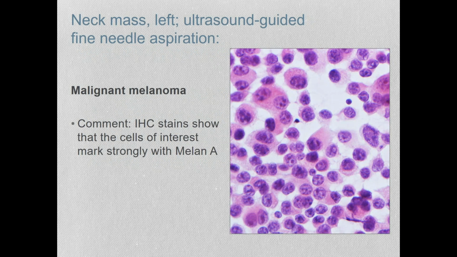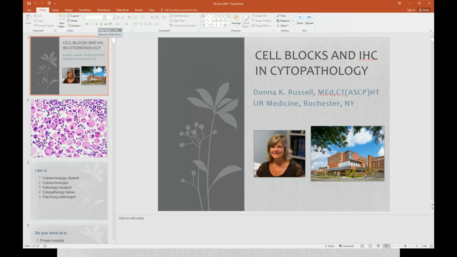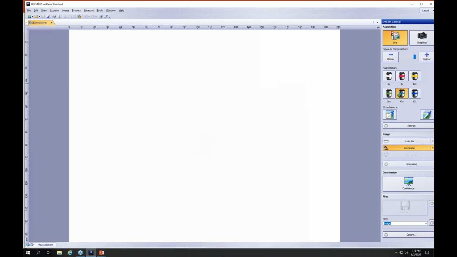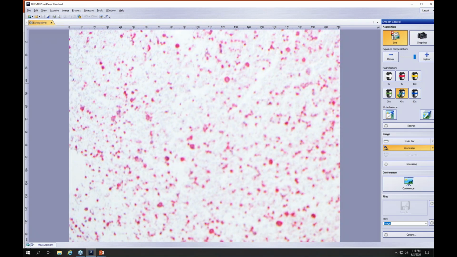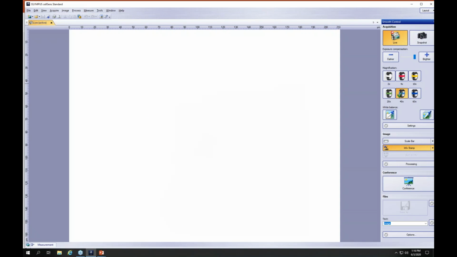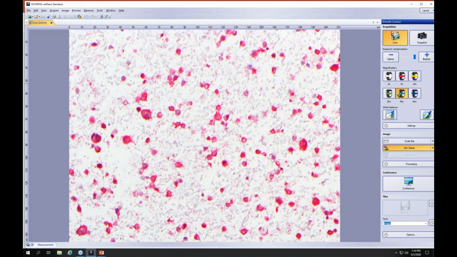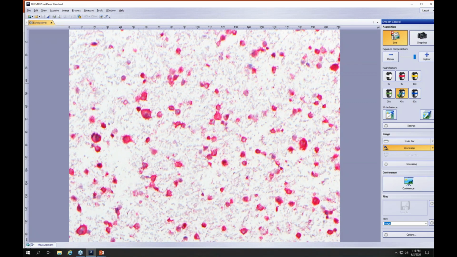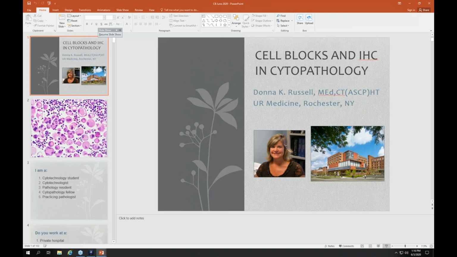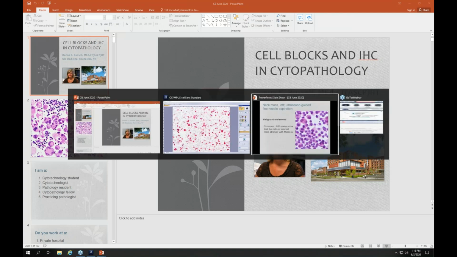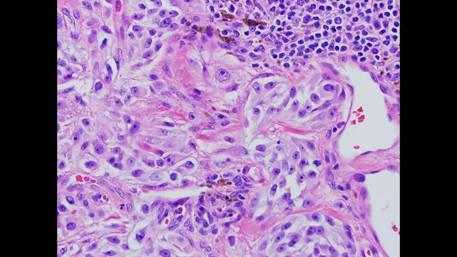Well, the answer was metastatic melanoma. Immunohistochemical stain shows that the cells of interest marked strongly with Melan A, and I'm going to show you that here in a minute. You can see even on low power that these are picking up the Melan A stain quite nicely. Here's the surgical, which demonstrates similar cells. Note the melanin pigments within the cells.